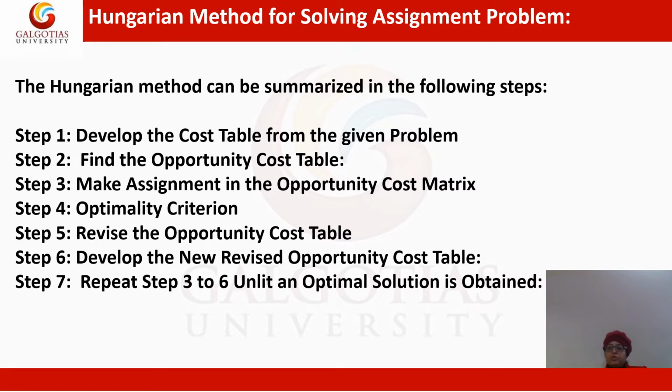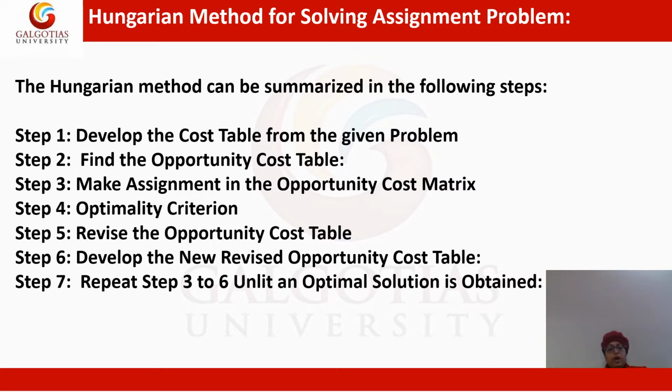Then we have to repeat the process until no more rows or columns can be marked. And then we have to draw a straight line through each marked column or each unmarked row. The next step is to develop the new revised opportunity cost table.